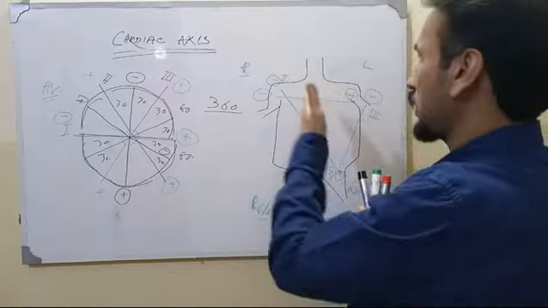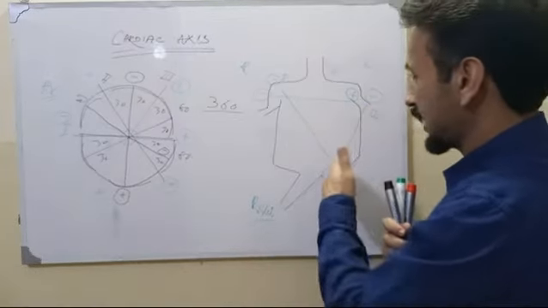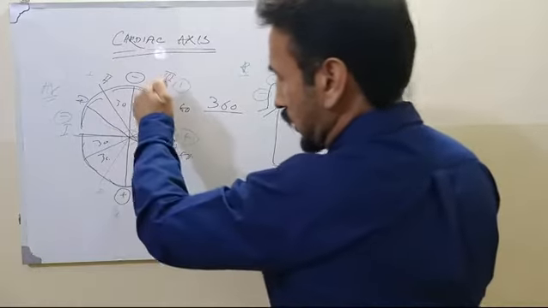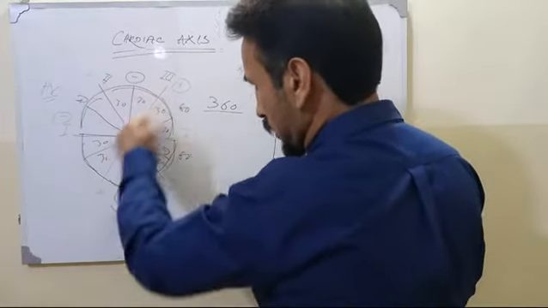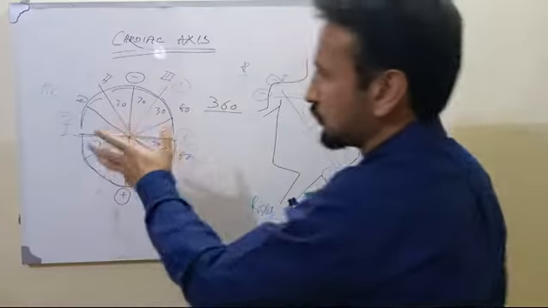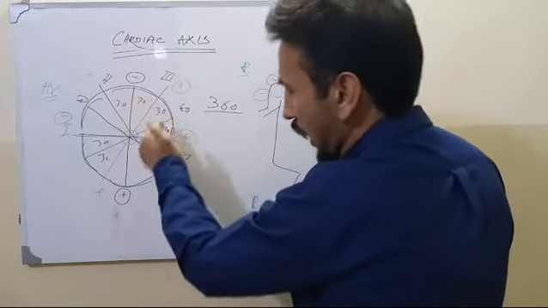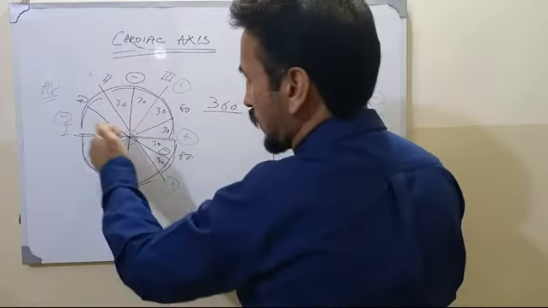So lead 1, lead 2, lead 3, they are intersecting like this. This is 1, this is 2, this is 2, this is 3. 60 degrees is further divided by the AVF 30 degrees, 30 degrees, AVL 30 degrees, and the AVR.